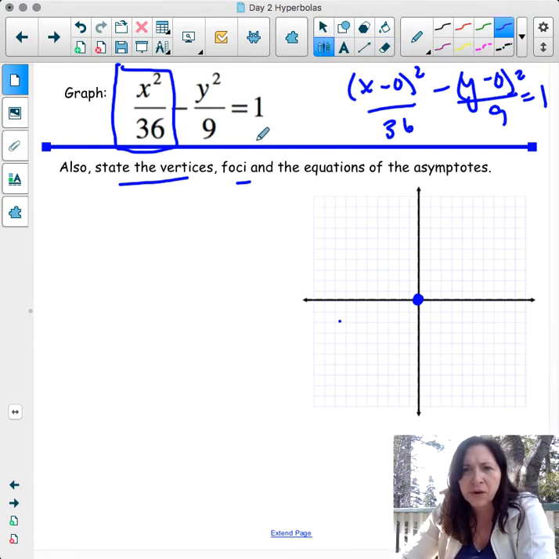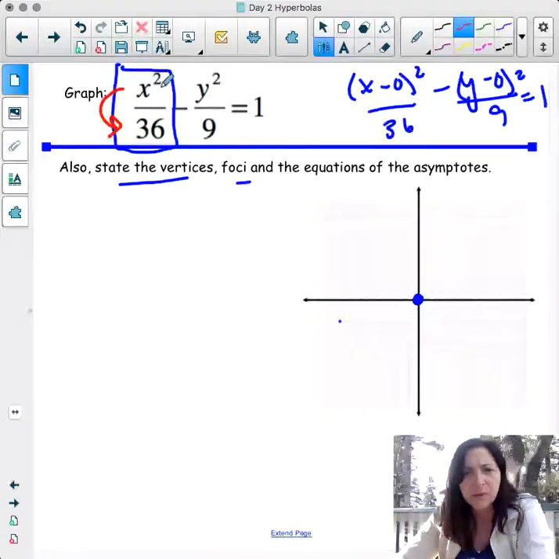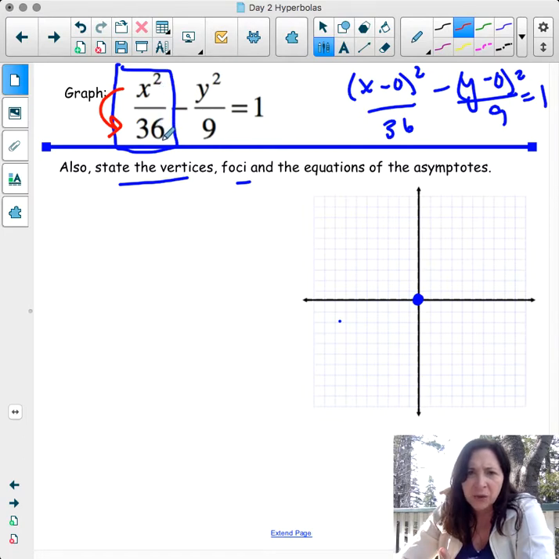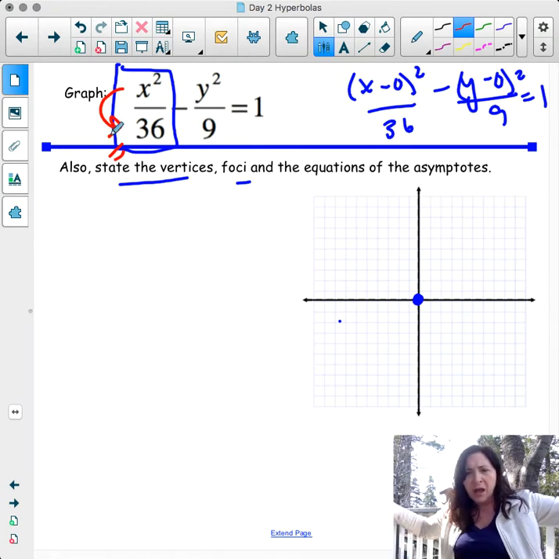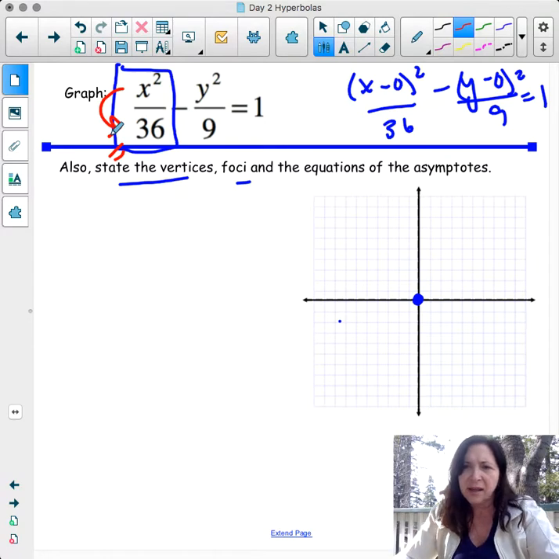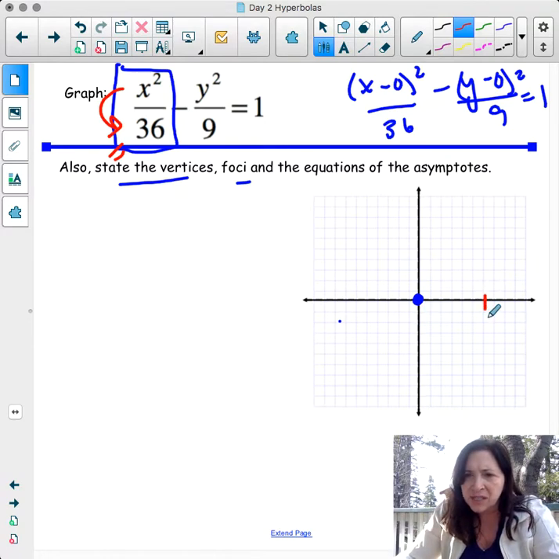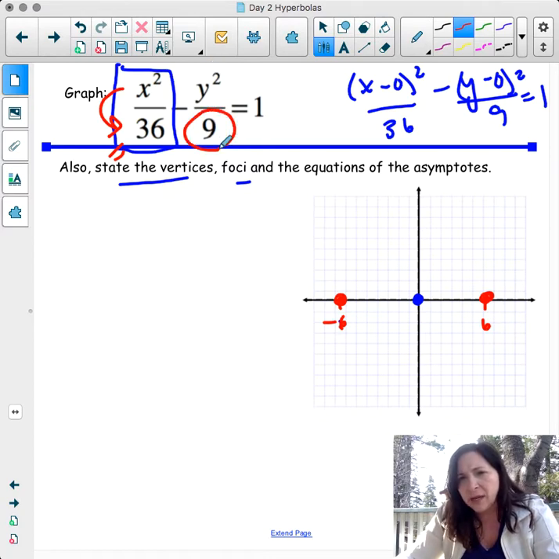What you do in order to figure out how to graph this is you look below this term. I'm looking below the x term. That value right there is where I'm going to go. That's my square root term. So you're going to square root 36. That means in the x direction, I'm going to go 6 to the right and 6 to the left. Okay, and that's where my point's going to be right there. For my y coordinate, I'm going to go the square root of 9, which is 3. So 3 up, 3 down.